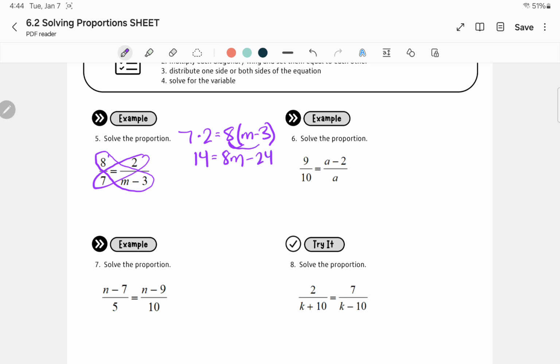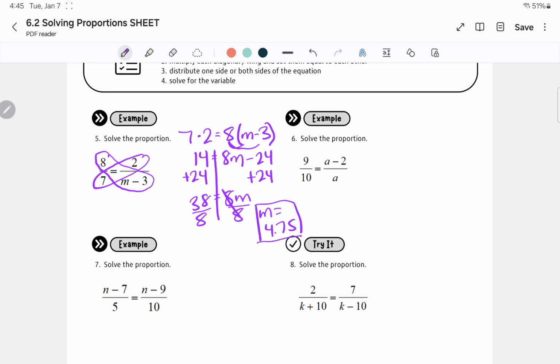So see how you have to multiply 8 by both of these. It's not just 8m minus 3. It's 8m minus 24. And now I have a two-step equation. So I'm going to add 24 to both sides. I get 38 equals 8m. And then I divide both sides by 8. So 38 divided by 8 is 4.75.